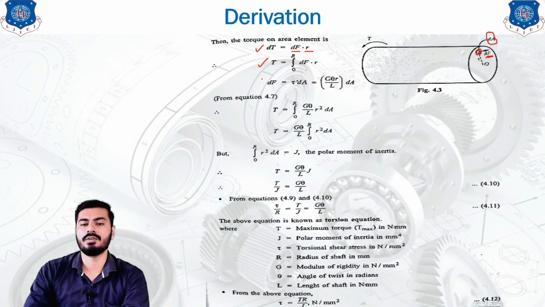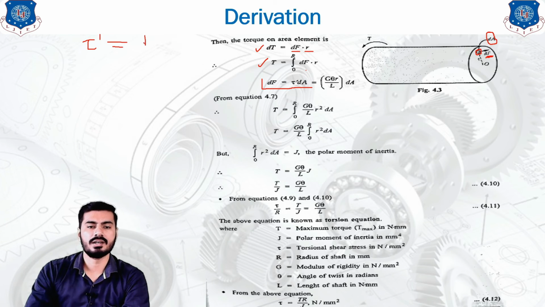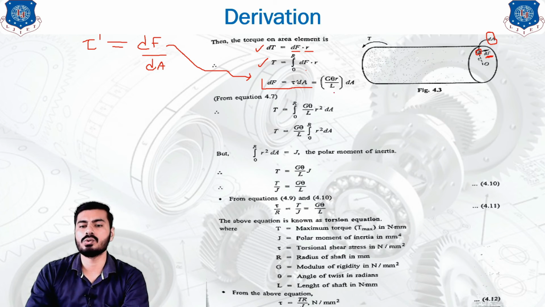Okay, so if you remember, the value of dF is nothing but tau dash into dA. We have the simple equation of the shear stress, and shear stress tau dash is nothing but force upon area, so dF upon dA. If you make dF the subject, you will get this equation. Okay, dF is equal to G theta into r upon L. We have already seen the value of tau dash, and if you put it into this equation, you will get it like this.